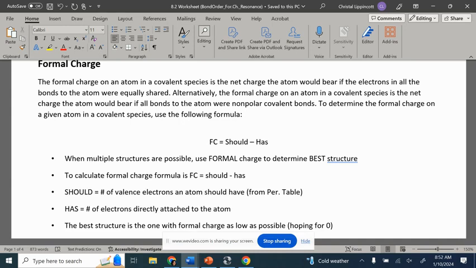What grade do you not want to get in chemistry? What is the element? Fluorine. Fluorine, right.